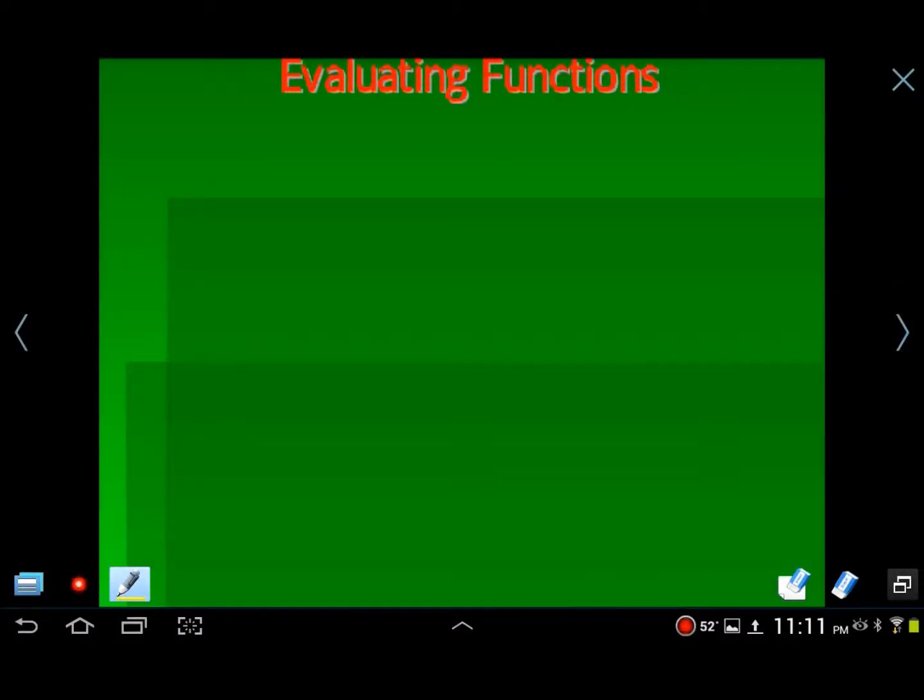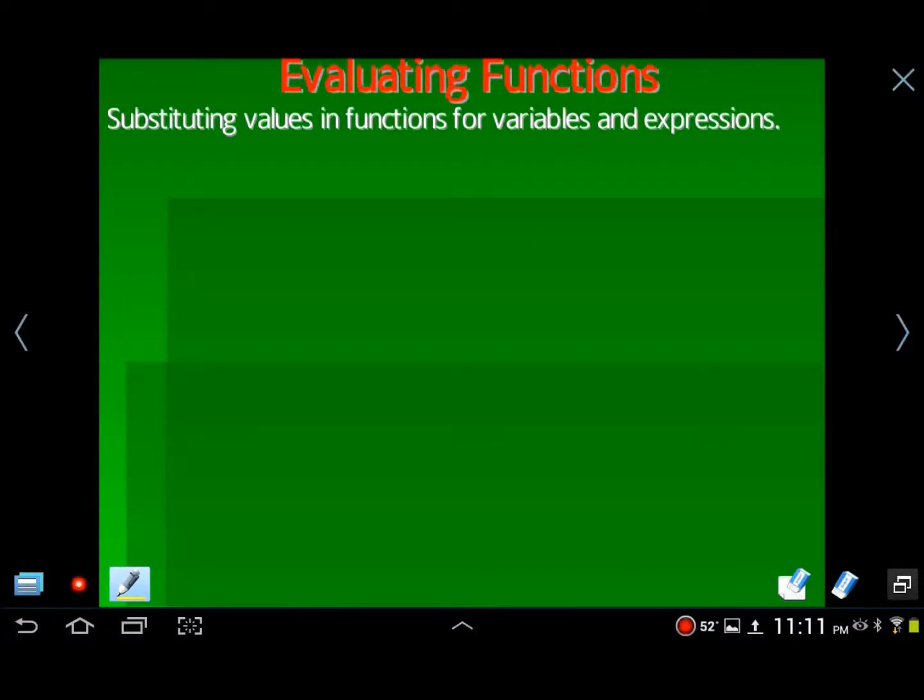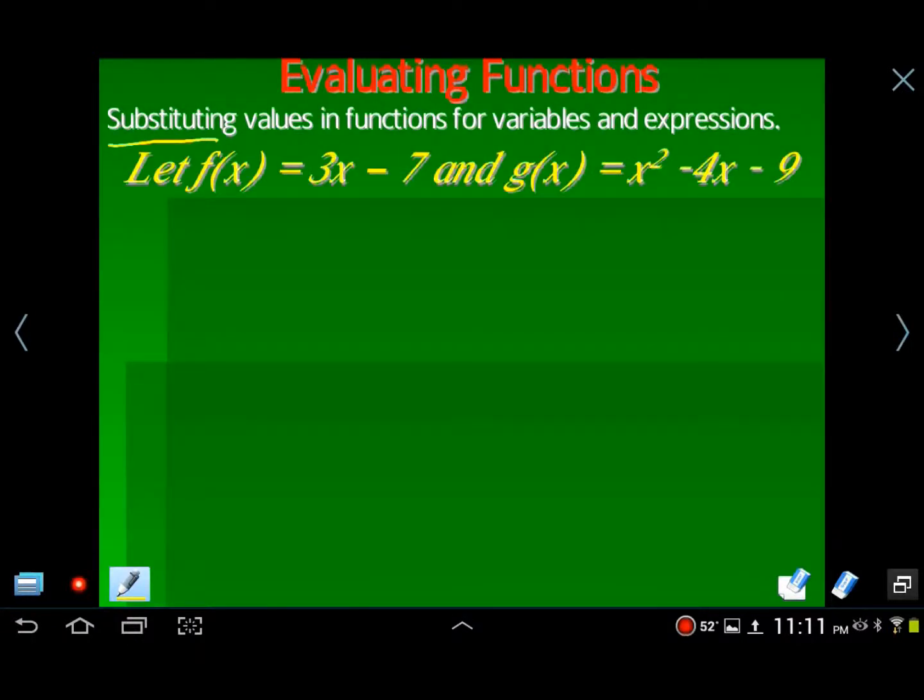So evaluating functions, let's go ahead and look at this. When we evaluate functions, we're going to substitute values in functions for variables and expressions. The best way to understand this is by doing some sample problems. Okay, so here we go. Here are our conditions. Let f of x equal 3x minus 7, and the function g will equal x squared minus 4x minus 9.